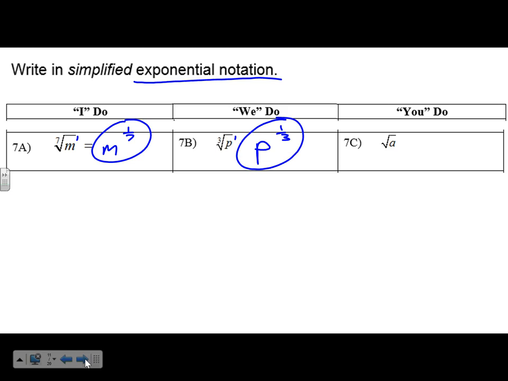Again, number 7 is a you-do, so pause it for a second and then come back, check your answer. Shouldn't take long. Now this one's a little interesting because if it doesn't have an exponent, you want to put a 1. If there's no index number, remember it's a 2. So this is the same thing as a raised to the 1/2.